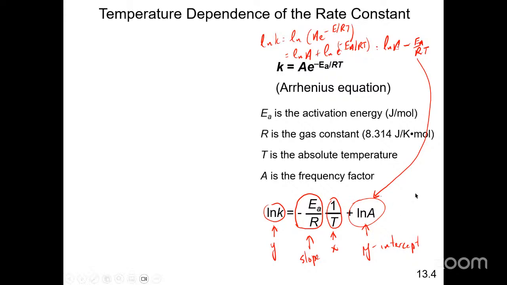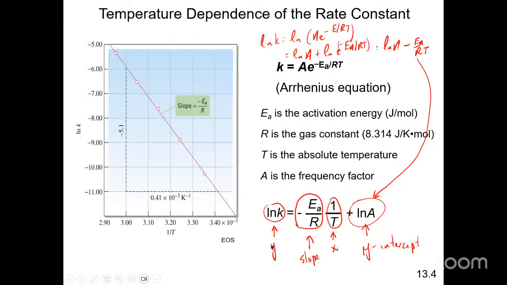And I think I have an example right here where somebody did an experiment and plotted ln K versus 1 over T. I'm not sure what the reaction is, but in any case, the way you'd find the slope, of course, same as always, rise over run. In this case, it's going to be a negative rise over a positive run. So this person determined that the rise is minus 5.1. The run is 0.41 times 10 to the minus 3. And then that would be equal to the slope.